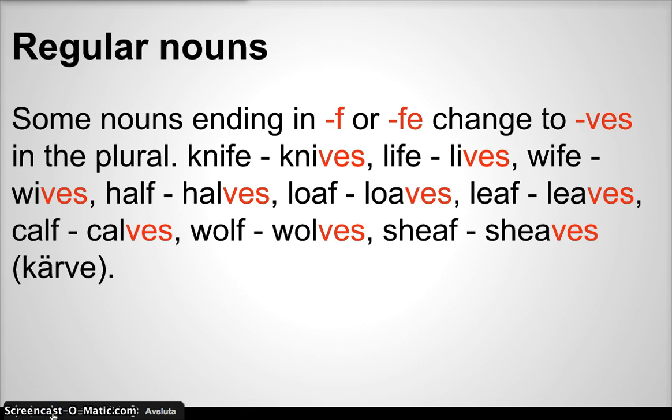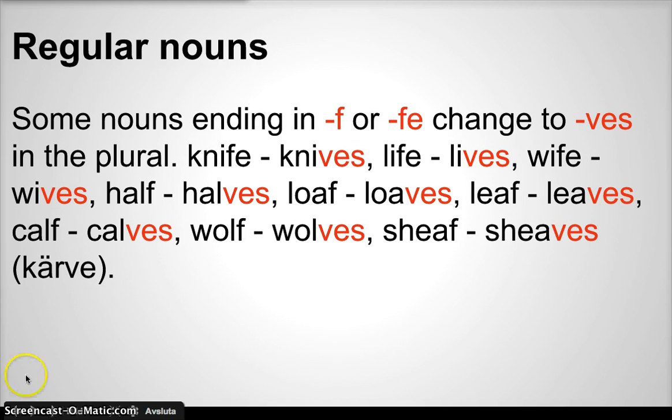Some nouns, not all though, but some nouns ending in F or FE change to VES in the plural. And here are, I guess, the most common examples. We have the word knife, one knife, two knives. Spelling is changed to VES in the plural. One life, two lives. Again, VES. One wife, two wives. Spelling is changed, VES in the plural.